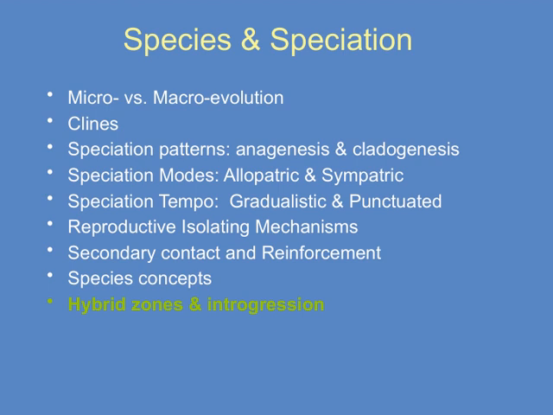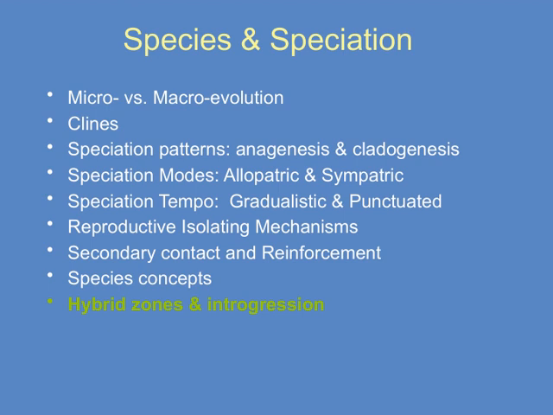The tempo of speciation can be gradualistic, where changes accumulate slowly over time, or punctuated, with rapid shifts followed by long periods of stability. Reproductive isolating mechanisms are critical here, as they prevent gene flow between diverging populations, maintaining their distinct identities. Secondary contact and reinforcement are also key concepts. When populations that have diverged come back into contact, reinforcement can strengthen reproductive barriers, reducing the chances of hybridization.